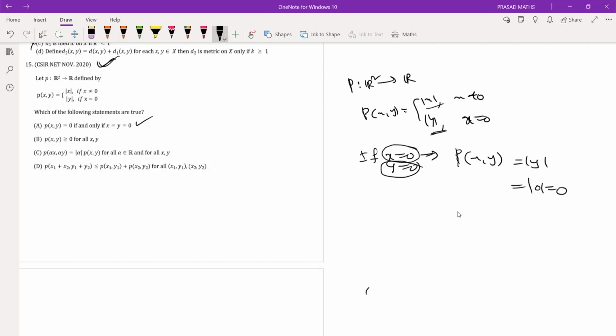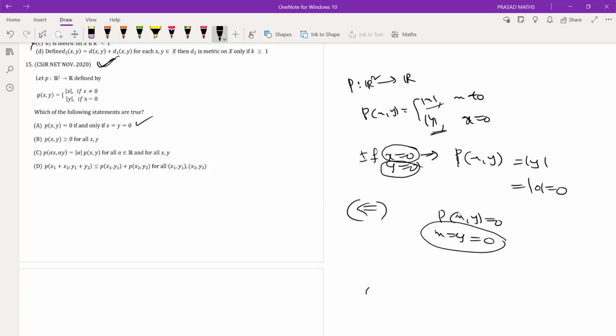0. Right? So P of x comma y is 0. One way is okay. What is the converse? If P of x comma y is 0, what is the aim? I want to show that you need to check whether x comma y equals 0 or not. You need to check it.